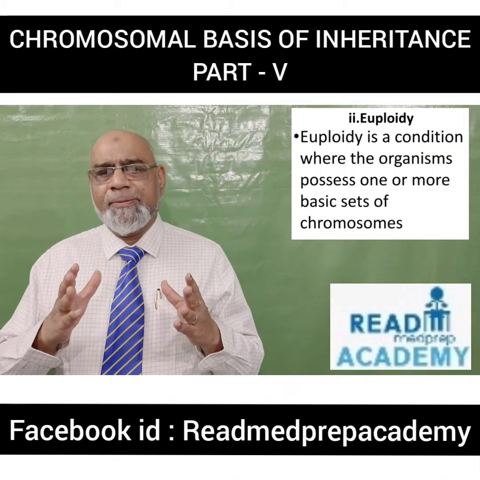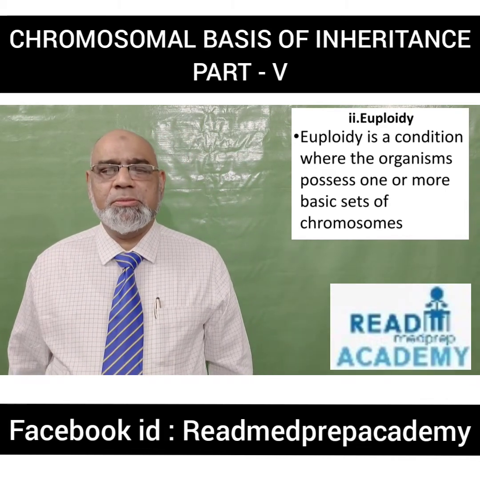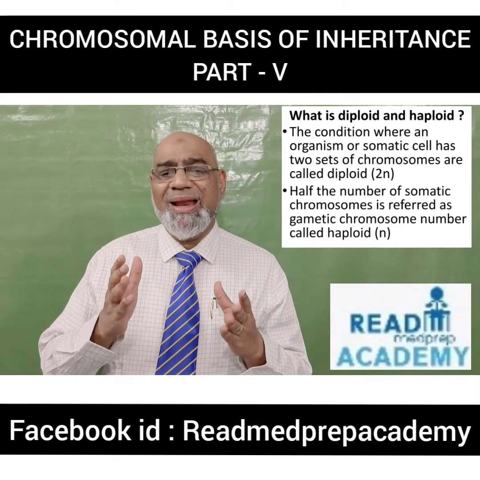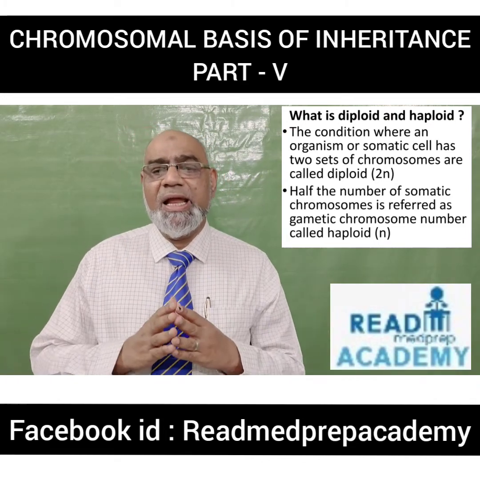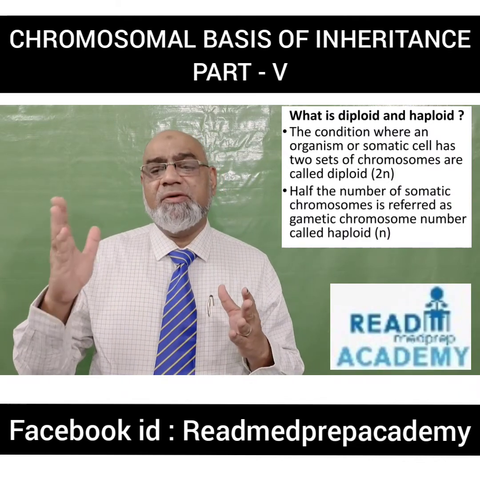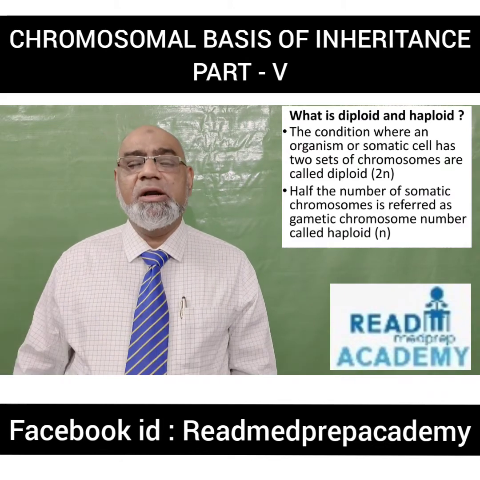Euploidy is a condition where the organisms possess one or more basic sets of chromosomes. Euploidy is classified as monoploidy, diploidy and polyploidy. Monoploidy is also called haploidy, otherwise n. Diploidy is 2n. Polyploidy is 2n plus n plus n plus n and goes on and on. So the condition where an organism or somatic cell has two sets of chromosomes is called diploid. It's 2n. Half the number of somatic chromosomes is referred to as the gametic chromosome number, called haploid.